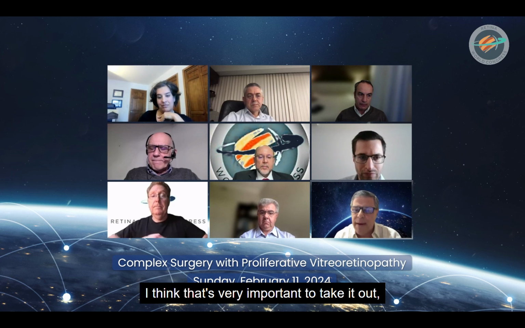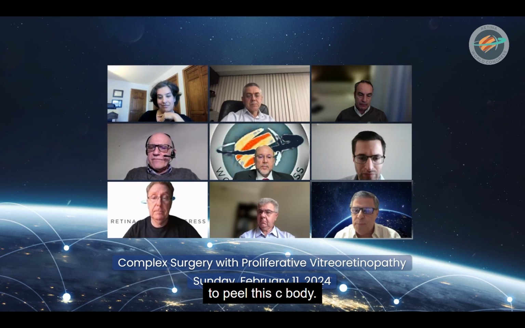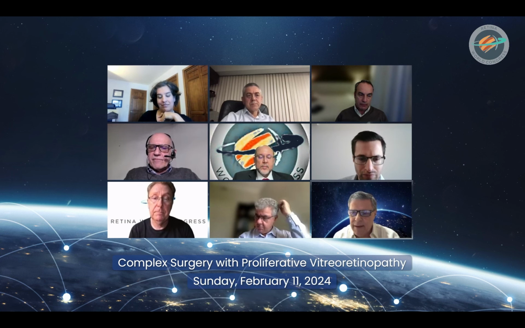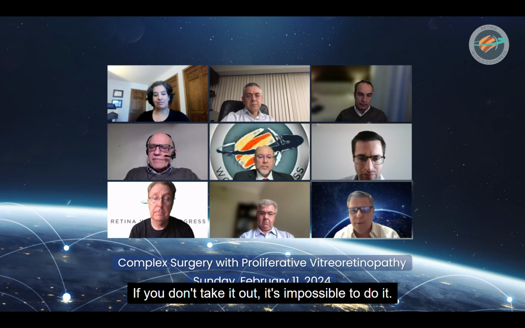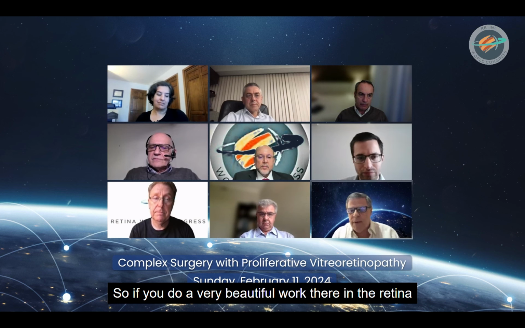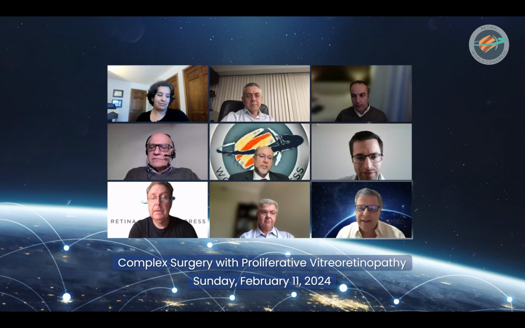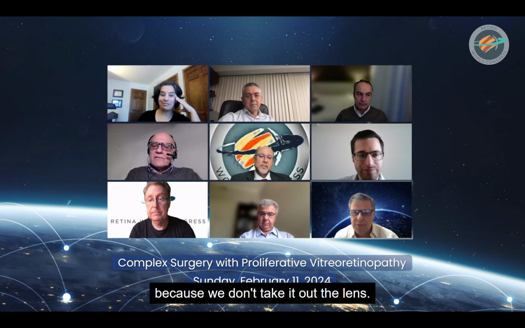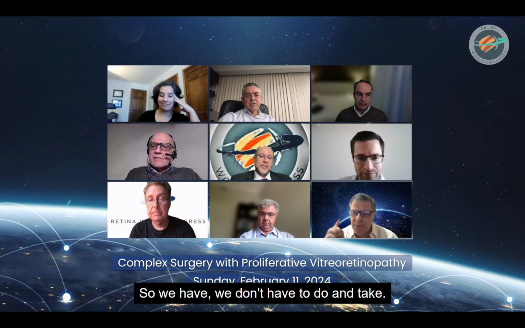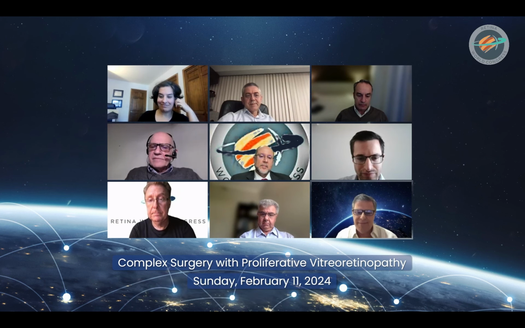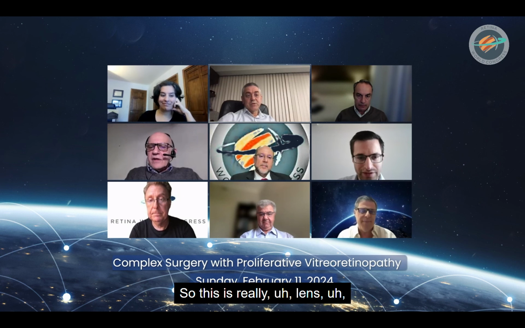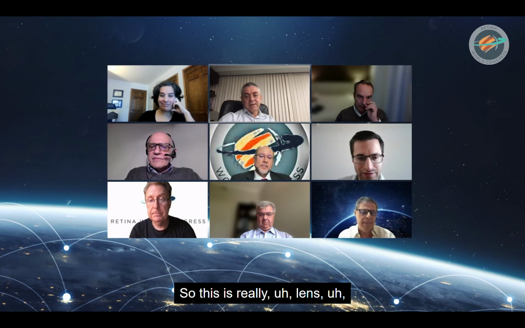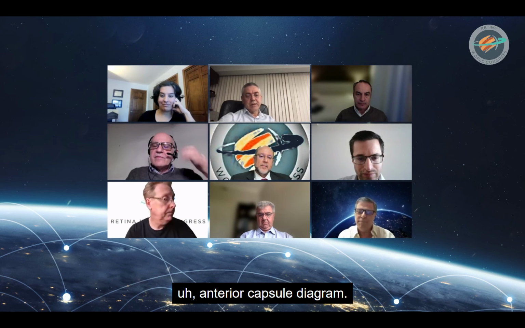I think that's very important to take it out to peel this ciliary body. If you don't take it out, it's impossible to do it. So if you do a very beautiful work there in the retina with a big retinotomy and very, very nice work, it doesn't work because we don't take out the lens. So this is really about the removal of lens and anterior capsule diagram.